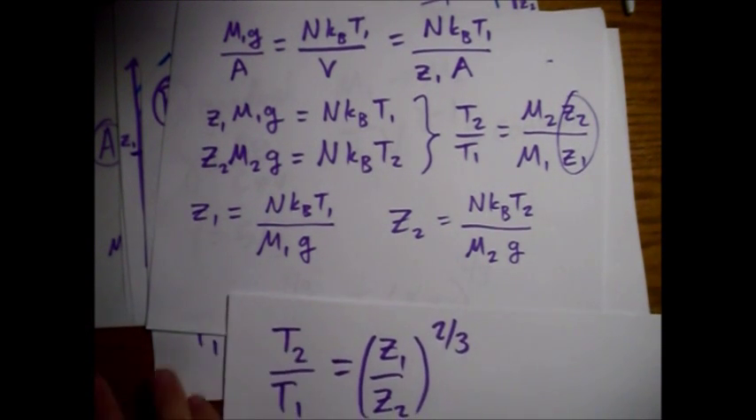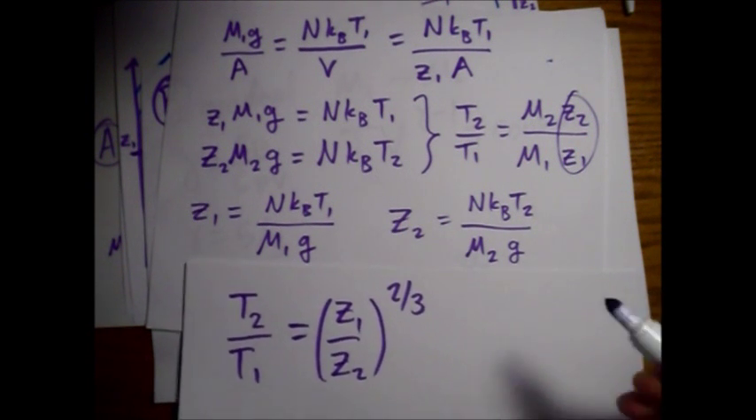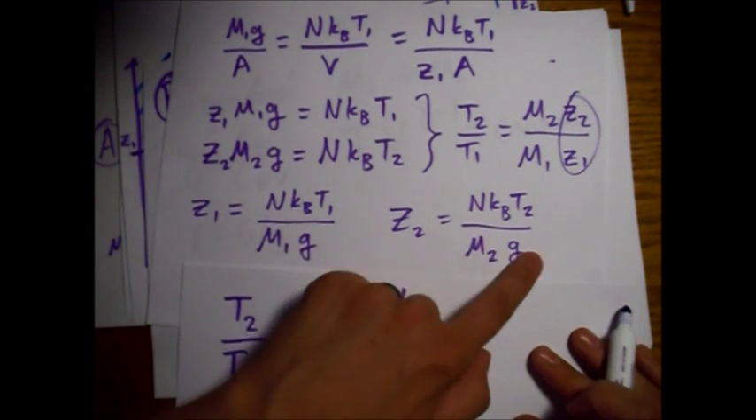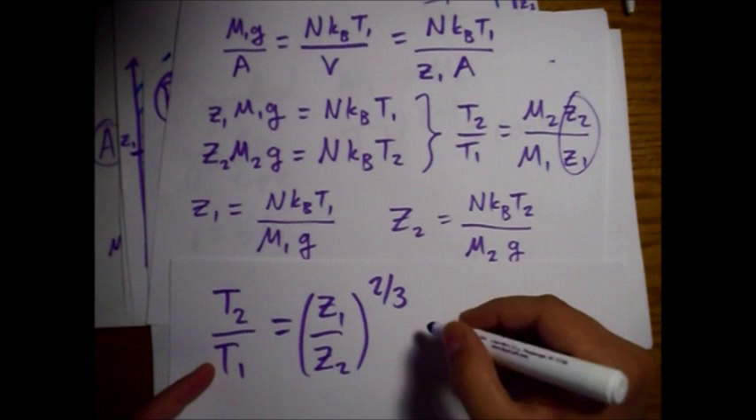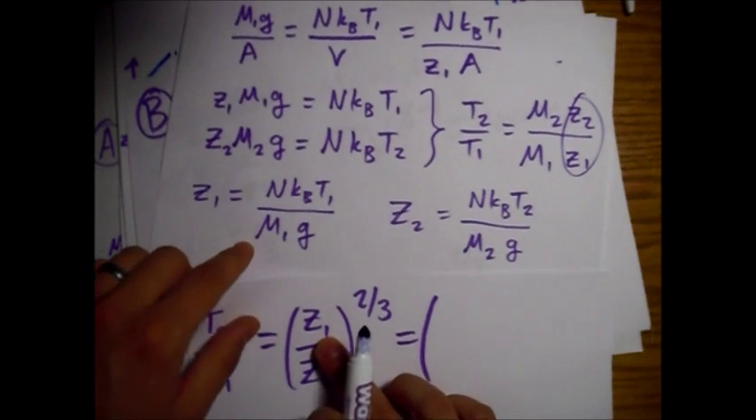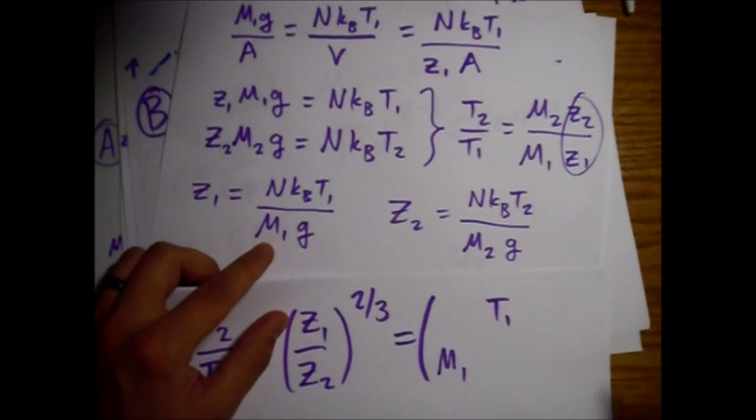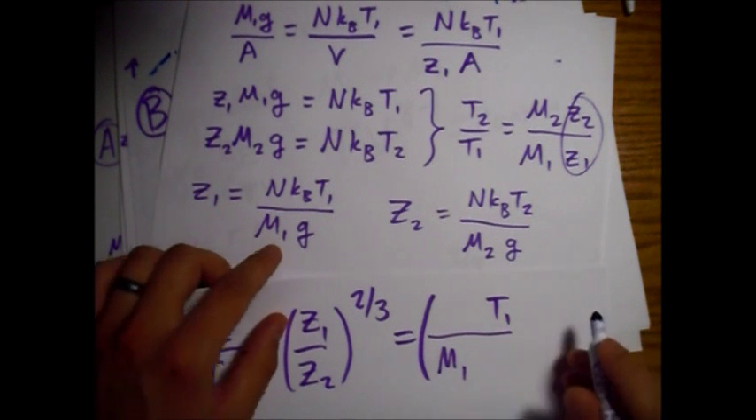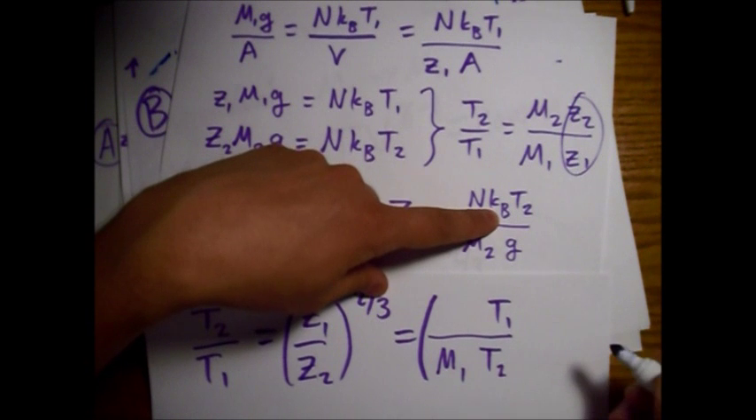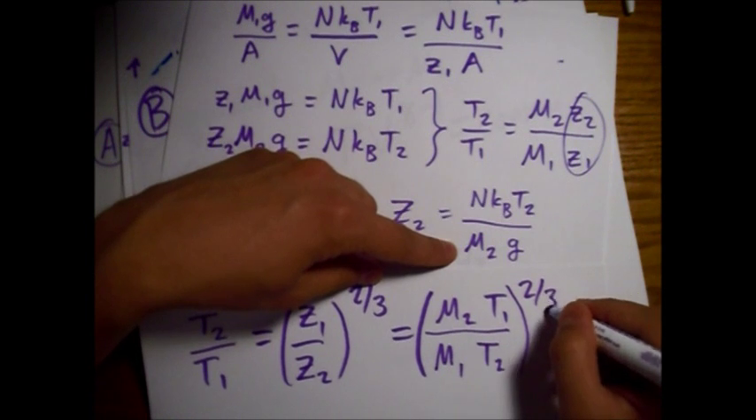So what we're going to do again is take out these z's and put in t's using these equations. Obviously this n kV over g part is going to be the same on both of these, and that part will cancel out. So for Z1, we have a T1 on top and an M1 on the bottom. For Z2, we'll have the T2 on the bottom and an M2 on the top. And this is to the 2/3 power.